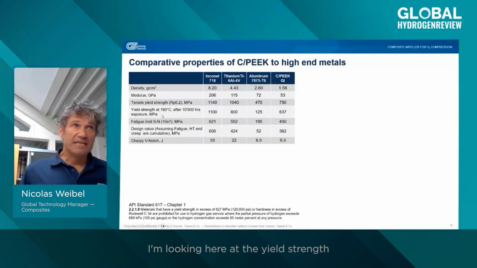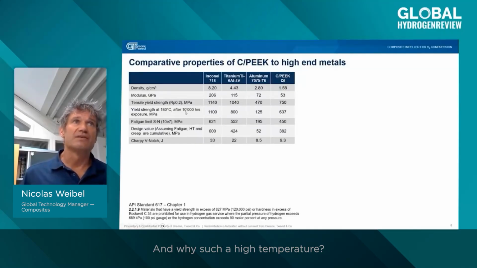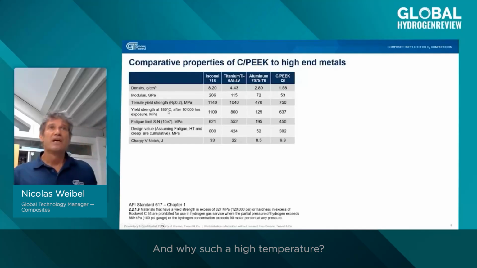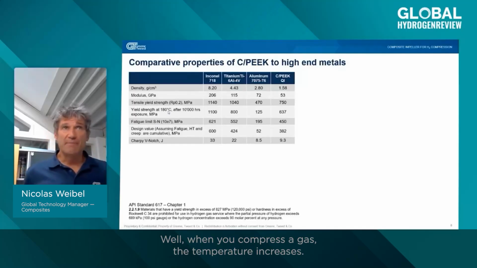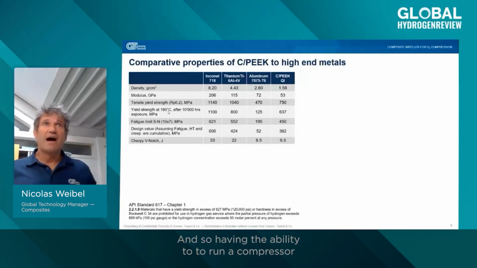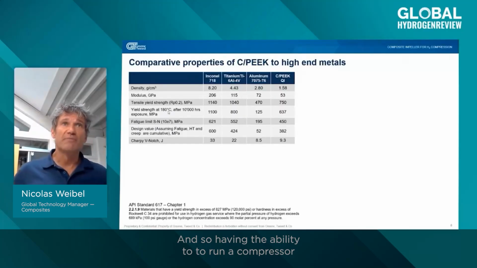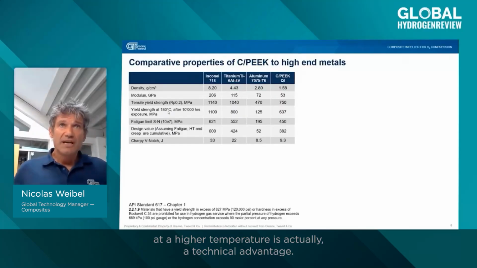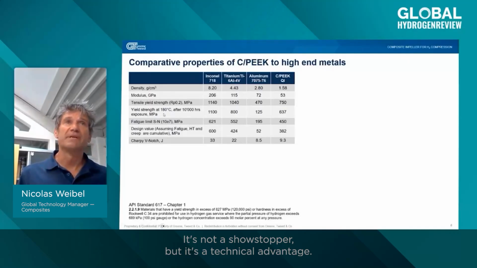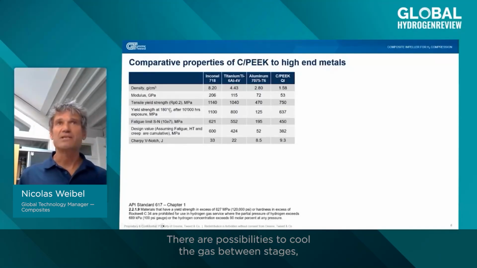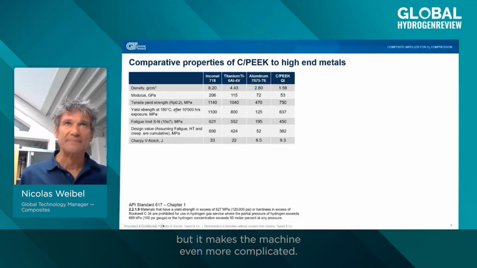I'm looking here at the yield strength at 180 degrees C for 10,000 hours. And why such a high temperature? Well, when you compress a gas, the temperature increases. And so having the ability to run a compressor at a higher temperature is actually a technical advantage. It's not a showstopper, but it's a technical advantage. There are possibilities to cool the gas between stages, but it makes the machine even more complicated.